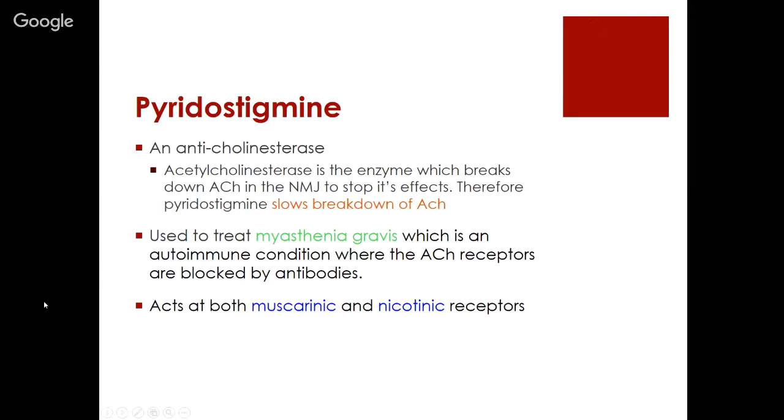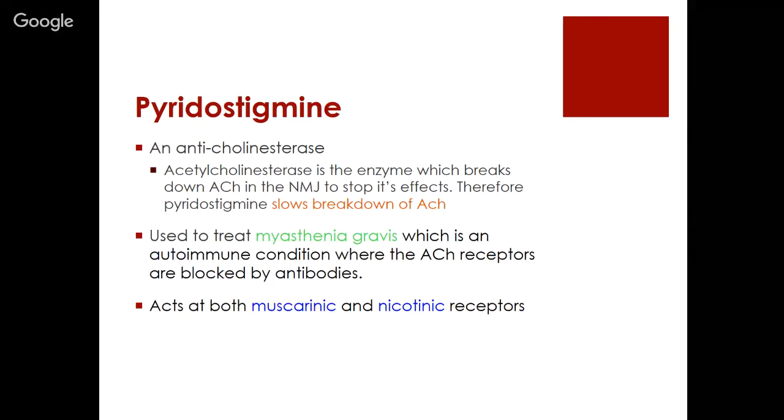It stops the breakdown. It is non-specific, so it will work at the muscarinic and the nicotinic receptors, which means it's going to work for the parasympathetic as well as the somatic. The important thing about this one is that it's used to treat myasthenia gravis. That's an autoimmune condition, which you'll learn about later, but the most important thing is the ACH receptors are blocked by antibodies. So you're going to need more ACH. They're competitively, reversibly blocked. So if you've got more acetylcholine, it can start to go into those receptors.